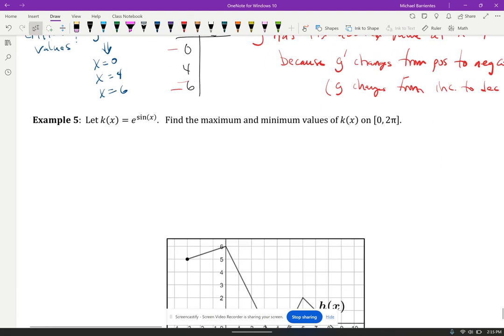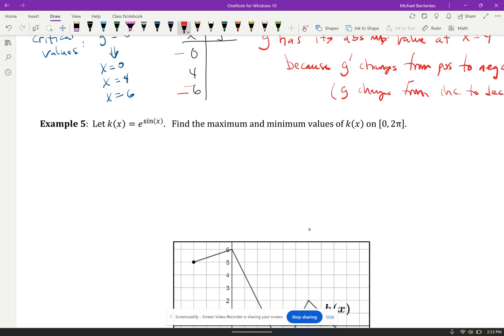When I go to example 5, we go back to finding both the maximum and minimum values of k. k is given to us in an equation, so we're going to need to find the derivative of k. So k prime is the derivative of e to the sine x. Well, the derivative of any exponential is the exponential itself times the derivative of the exponent, which would be times cosine of x. But I want to know where this is equal to 0. It's never undefined, by the way. Well, exponentials are never equal to 0. However, this might be equal to 0.